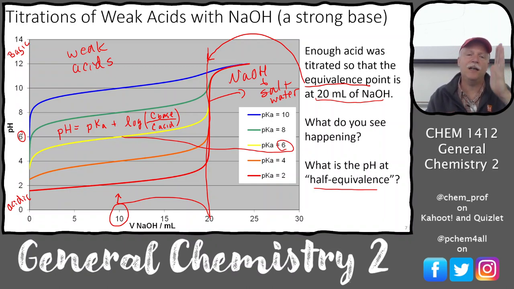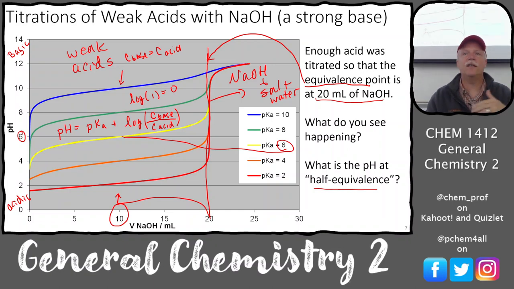Now, why does this match exactly at the half equivalence point? So I started out with, say, a lot of acid in here. When I'm halfway to equivalence, I've turned half of that acid into its conjugate base. And so these numbers are equal to each other. So at this point right here, C base equals C acid. And if those are equal, then this is the log of 1. So the log of 1 is equal to 0. So this little correction factor that corrects the pH is 0 at the half equivalence point. And the pH equals the pKa.